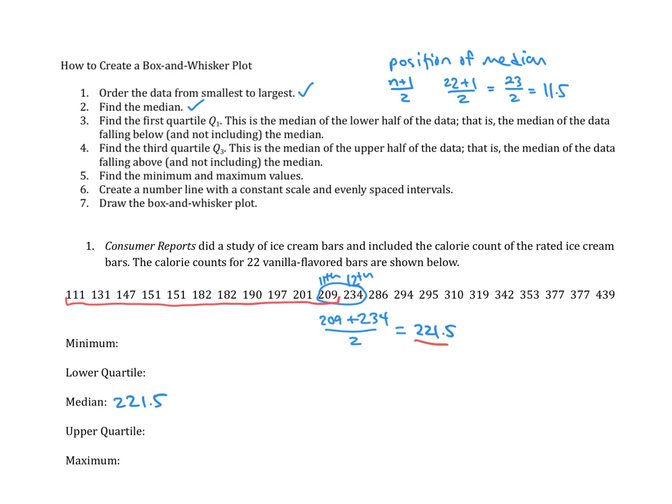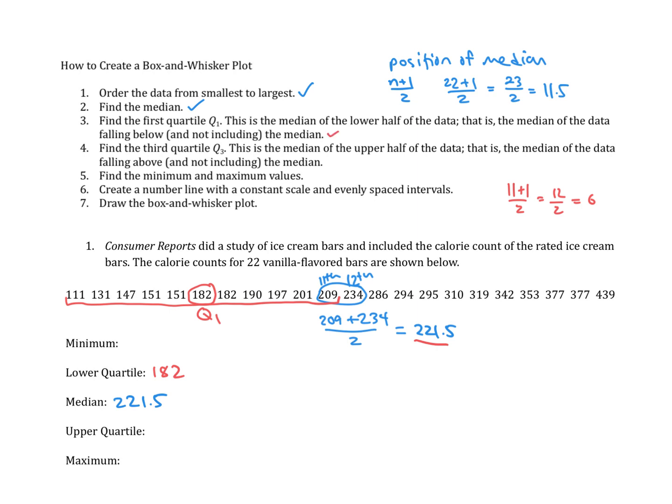Now, if I do 11 plus 1 divided by 2, 12 divided by 2 is 6. So my sixth number is going to be the median of that lower half. 1, 2, 3, 4, 5, 6, and 182 is going to be Q1. And now I'm going to find, so I did the Q1.